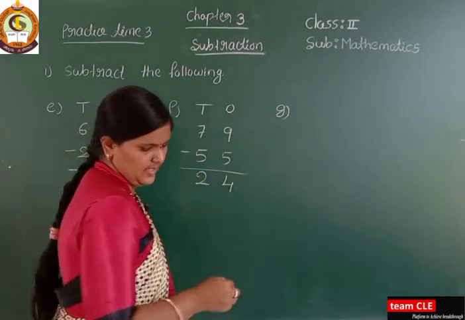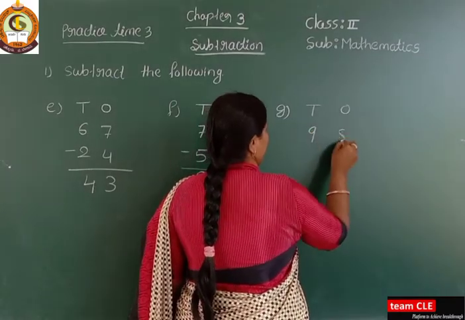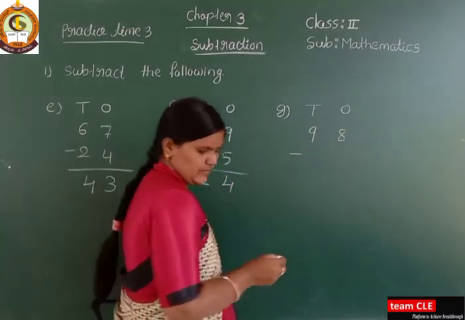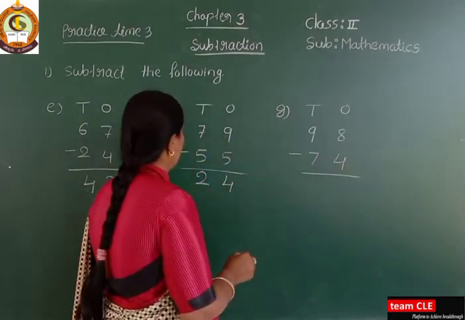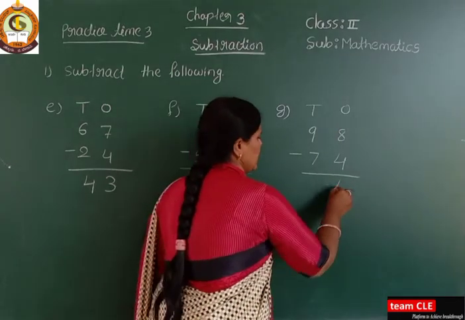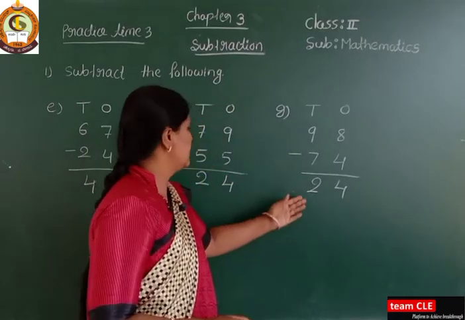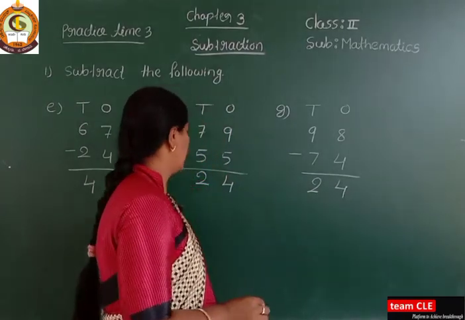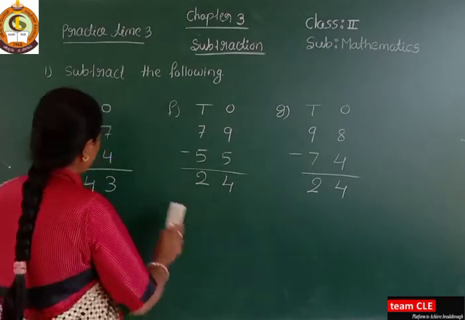Next, G1, 98 minus 74. 8 minus 4 is 4 and 9 minus 7 is 2. So the answer is 24.